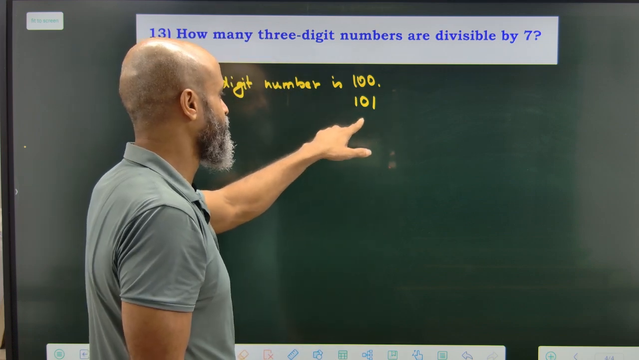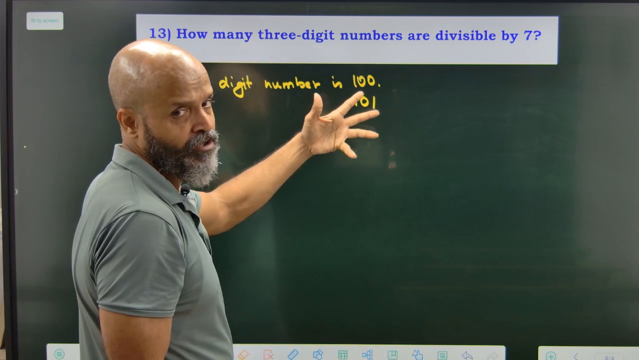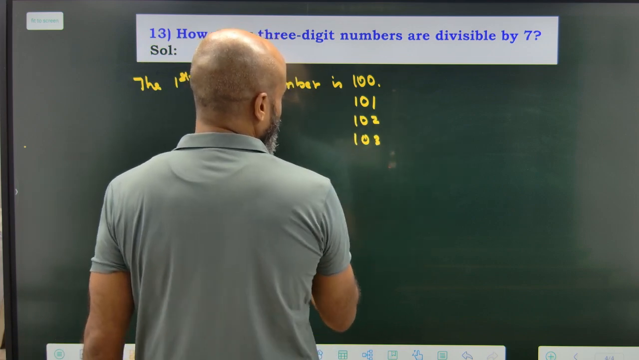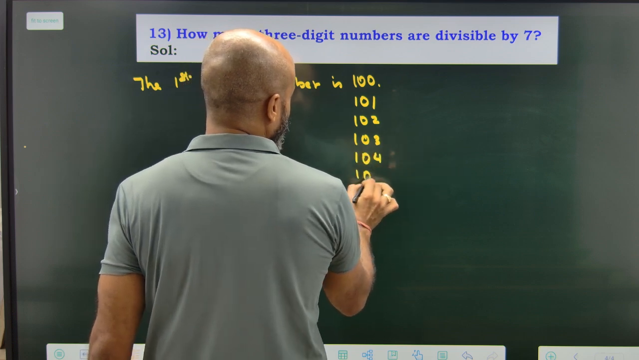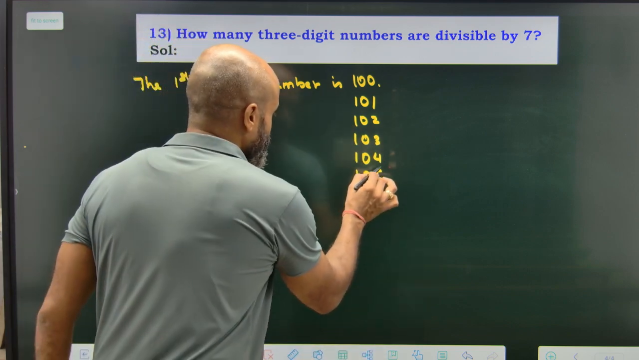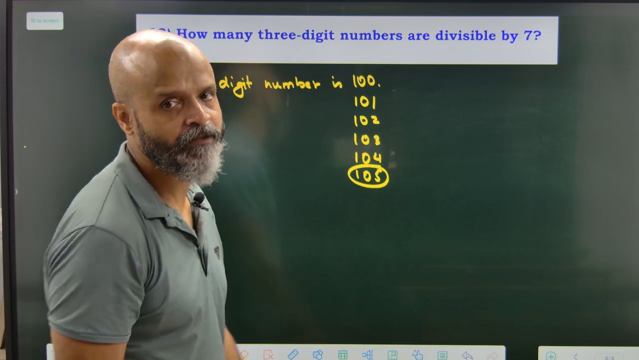7 1s are 7, leaves you with a 3. 31 is not divisible by 7. 102 obviously will not be divisible by 7. 103 no. 104 no. 105, 7 1s are 7, leaves you with a 3. 7 5s are 35. So this is the first 3-digit number which is divisible by 7.